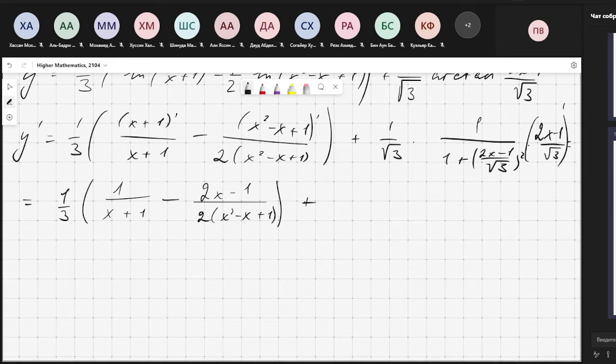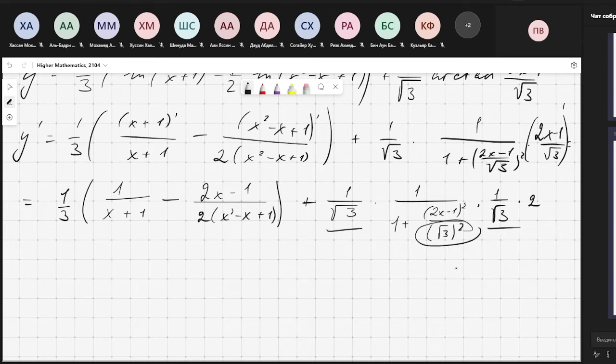Then plus 1 over square root of 3 times 1 over 1 plus 2x minus 1 squared over square root of 3 squared, times here square root of 3 is a constant because we can take it out, and the derivative is just 2. Square root of 3 multiplied by square root of 3 is just 3. This is just 3, 2. Multiply all of this.